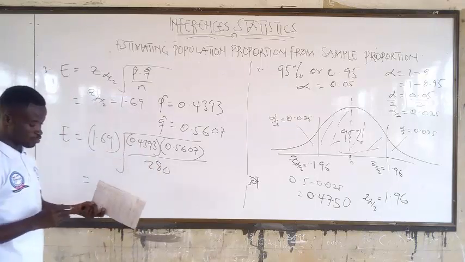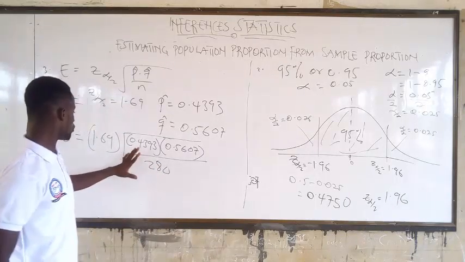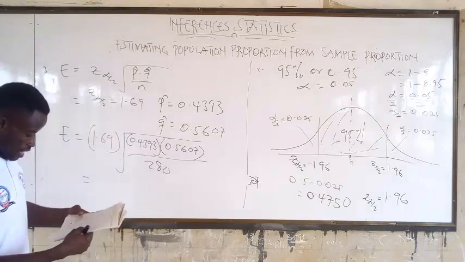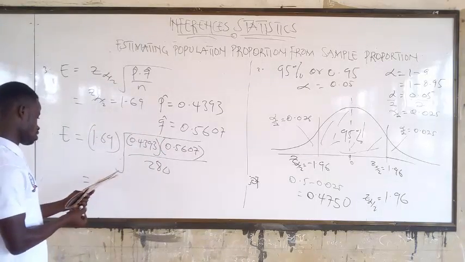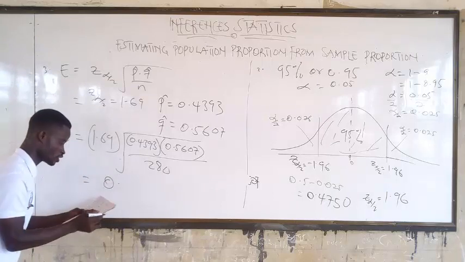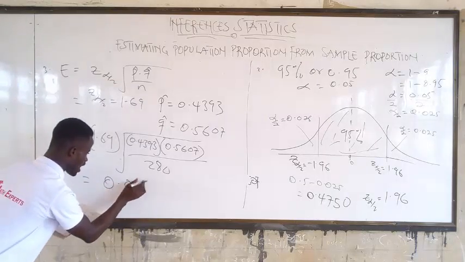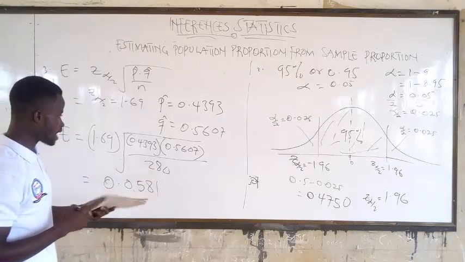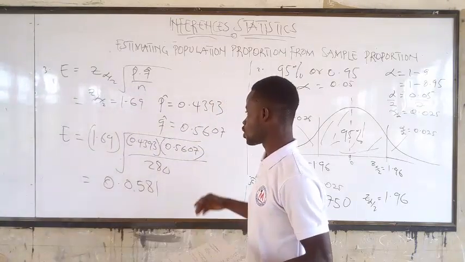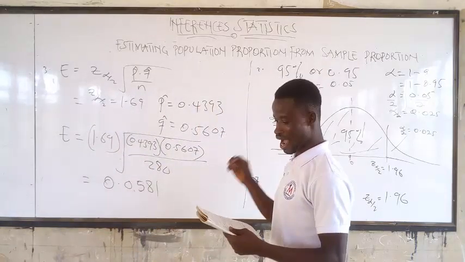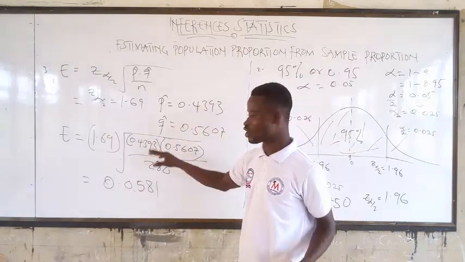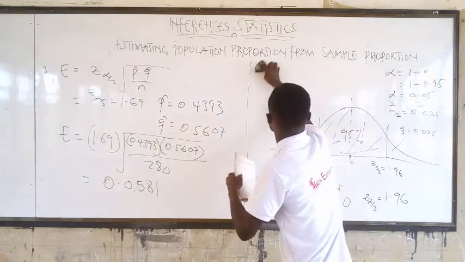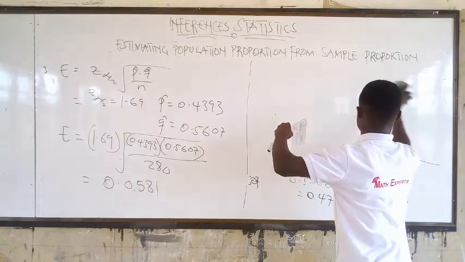Alright, so take your calculator and punch it. Please be careful, whether you punch everything together or this one first, when you are going to multiply by this. And when you do that, your result is going to be 0.0581. Good. So the third stage gives you your error, that is your margin of error. So here we know our margin of error is 0.0581. Let's move to the last part.